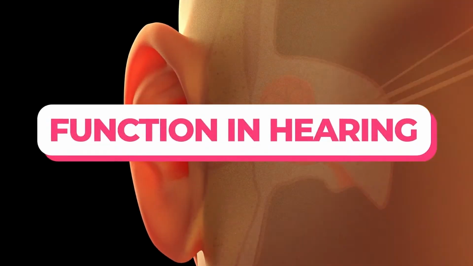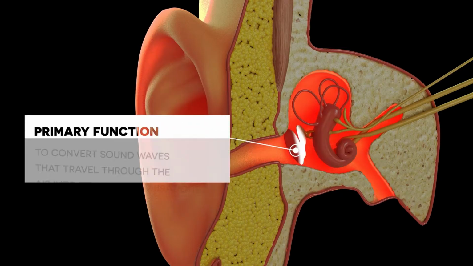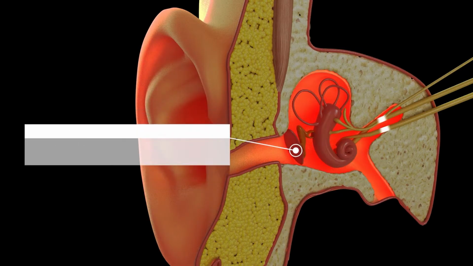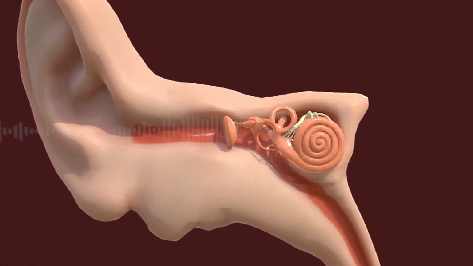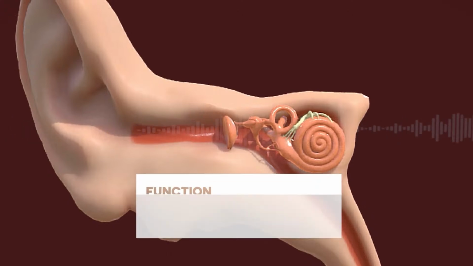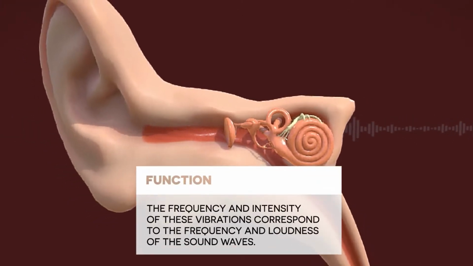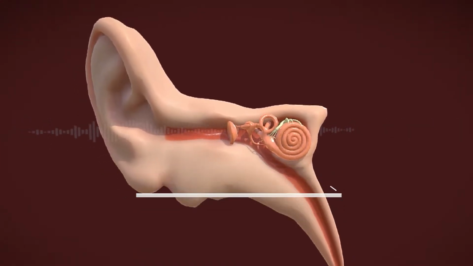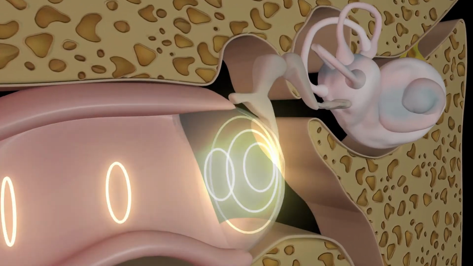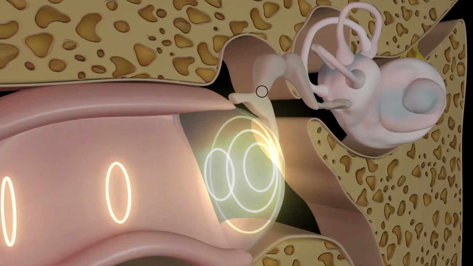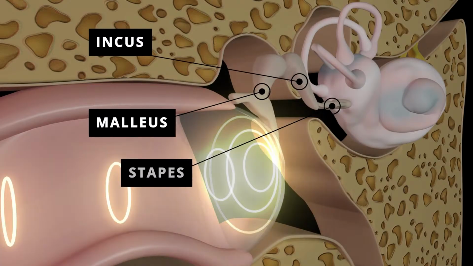Function in hearing. The primary function of the eardrum is to convert sound waves that travel through the air into mechanical vibrations. When sound waves enter the ear canal, they strike the eardrum and cause it to vibrate. The frequency and intensity of these vibrations correspond to the frequency and loudness of the sound waves. These vibrations are then transmitted to the 3 small bones, ossicles, in the middle ear: the malleus, incus, and stapes.